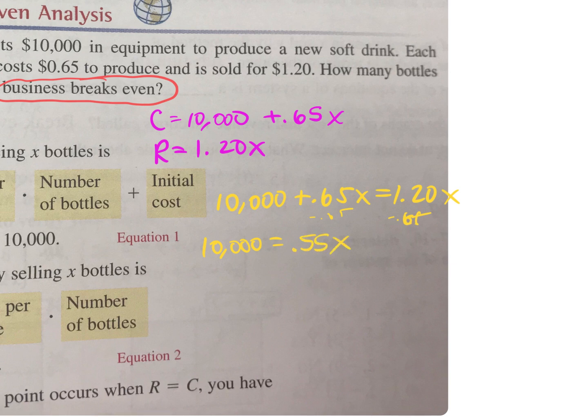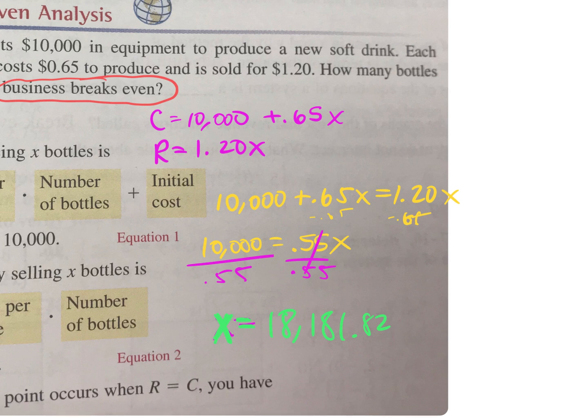0.55. And then I'm going to divide by 0.55. Again, you guys can't do this in your head, so go ahead and grab your calculators. But I get x equals, what's 10,000 divided by 0.55? $18,181.82.